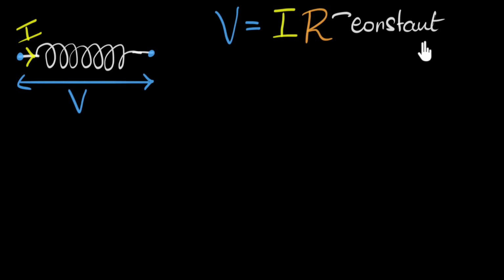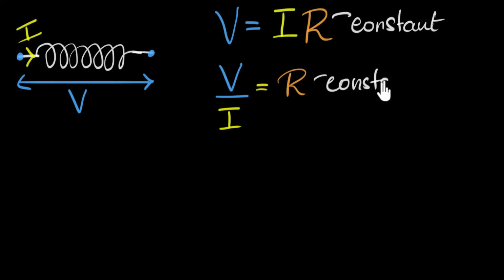This is a constant. And so another way to look at this is we could say, if we divide this equation by I, V divided by I should equal R, should be a constant. So to check whether any material obeys Ohm's law, we need to check whether the ratio of voltage and current through that material is a constant.